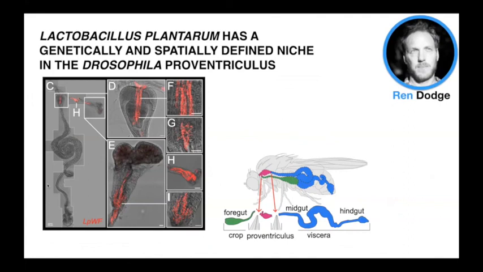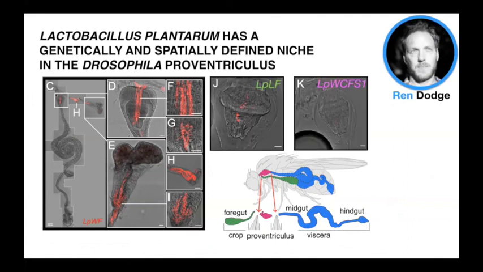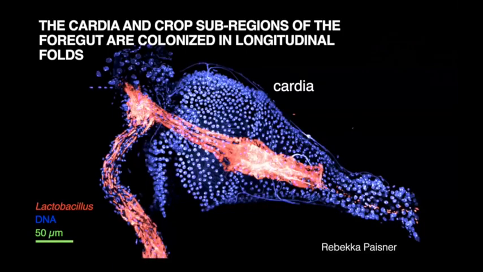Work by Ren Dodge has shown that the niche is only colonized heavily by these wild fly strains of bacteria. We see a little bit of colonization in the laboratory strain of the Lactobacillus, and almost no colonization in the human strain. So it's genetically determined by the bacteria.